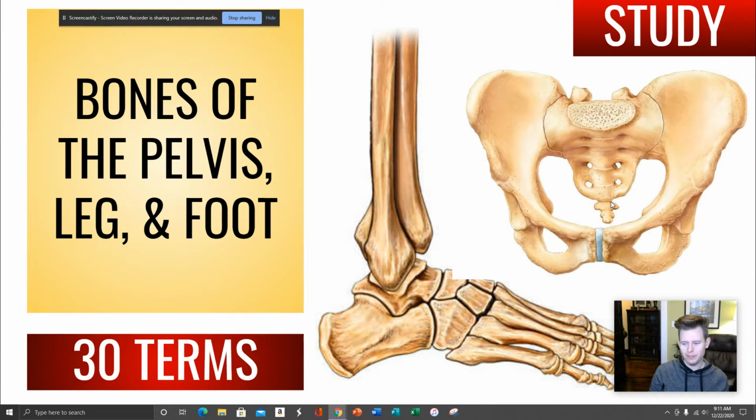Okay, guess what? It's now time to learn the final bones, and this is going to be the last bone test of this particular unit. Then we'll move on to muscles. It's time for my prep period.